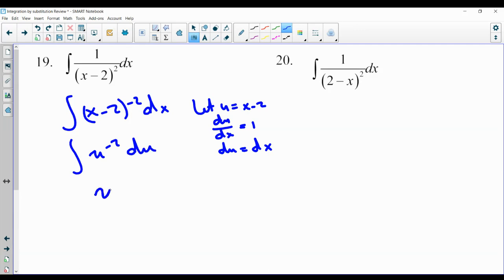And when I add, see now this is not to the negative 1 power. This is to the negative 2. So if I add 1, now I get negative 1. So this is classic polynomial integration. Add to the exponent, divide, plus c. Here's my answer. Maybe I need to write it like this.